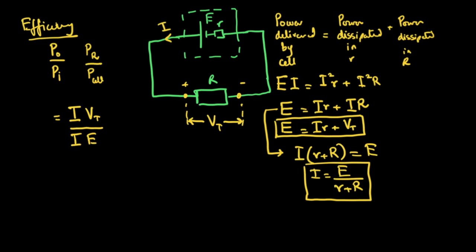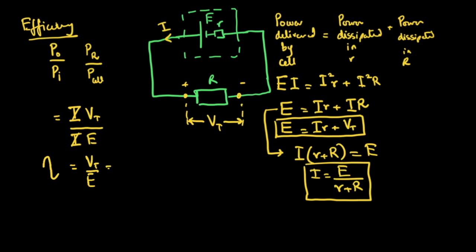EMF of the cell, capital E, current I. The current is the same, so it cancels. So you get Vt over E, which is equal to the efficiency. N, or eta, is the symbol for efficiency.